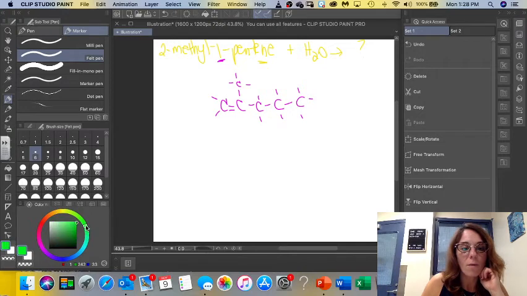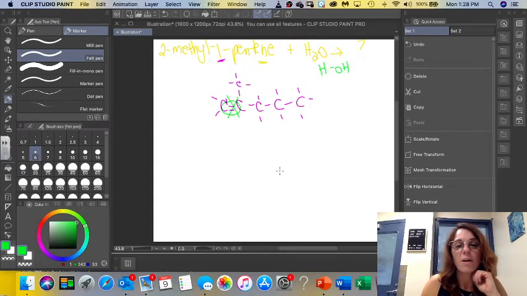So here I've got my water. My water is going to split apart into hydrogen and hydroxyl, and my double bond is going to break apart here as well.